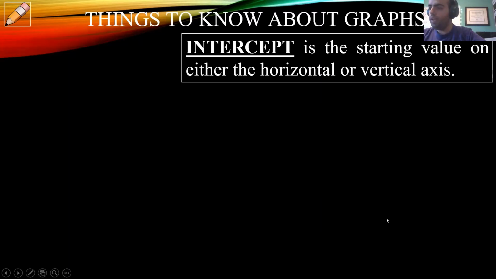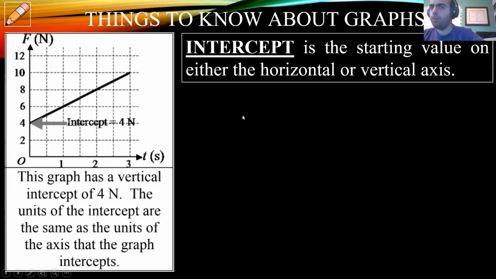The third thing that you want to be able to find on a graph, sorry, this would actually be the fourth thing that you want to find, is an intercept. That's the starting value on either the horizontal or the vertical axis. Looking at the graph we've been considering, this one has a vertical intercept at time 0, and the vertical intercept is 4 newtons. So this force at time 0 starts at 4 newtons, and from the graph we can see that the value of the force is increasing as time goes by.